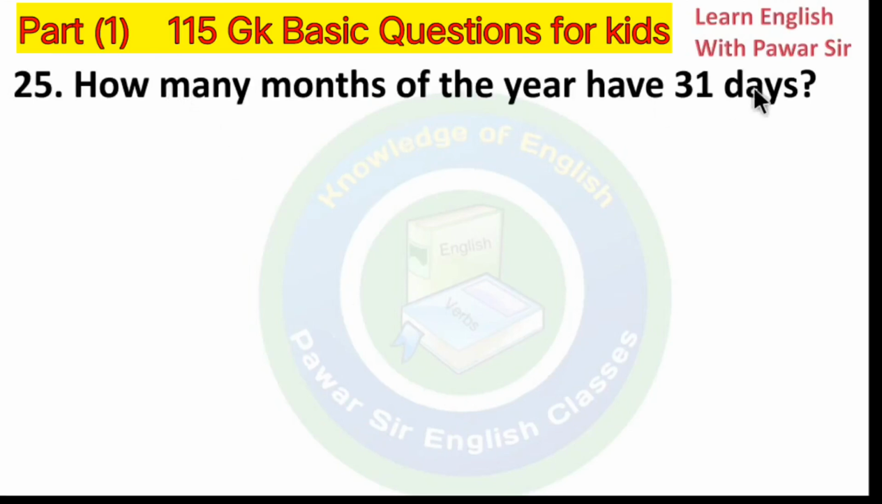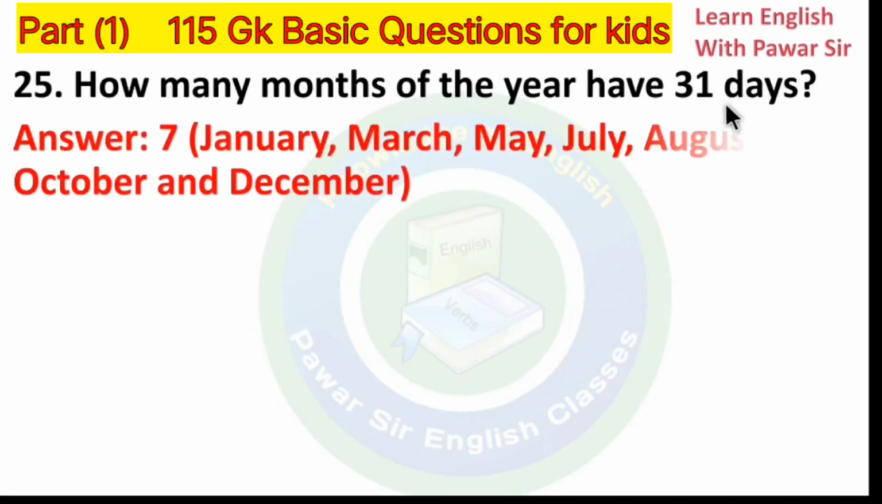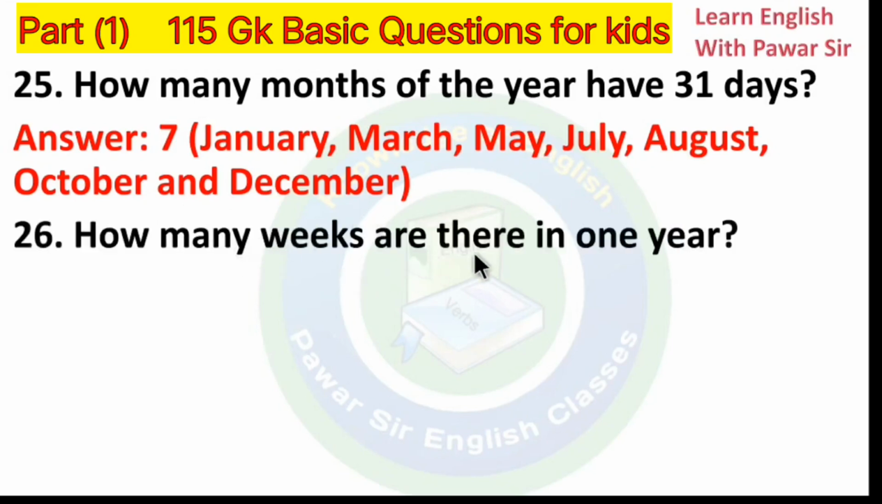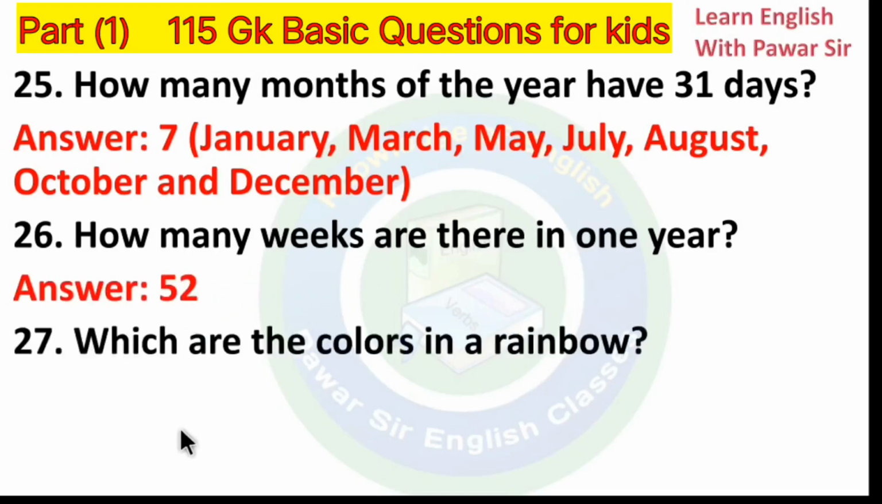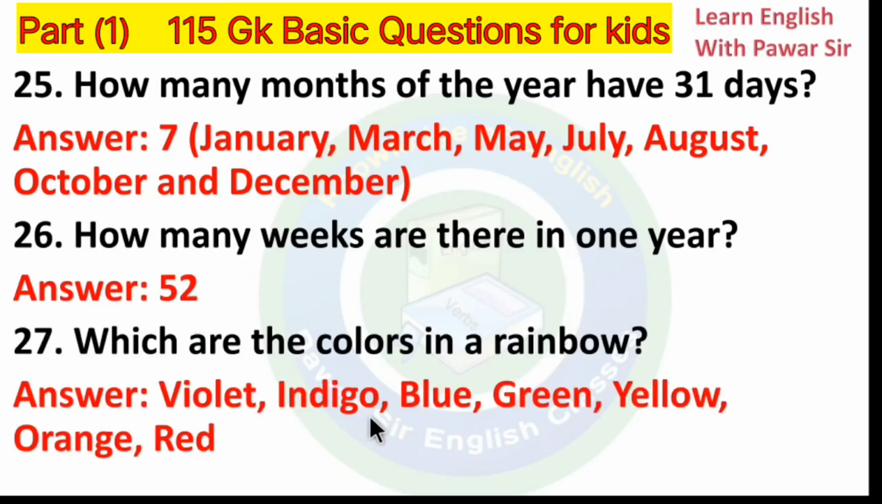How many months of the year have 31 days? 7. January, March, May, July, August, October and December. How many weeks are there in 1 year? 52. Which are the colors in a rainbow? Violet, indigo, blue, green, yellow, orange, red.